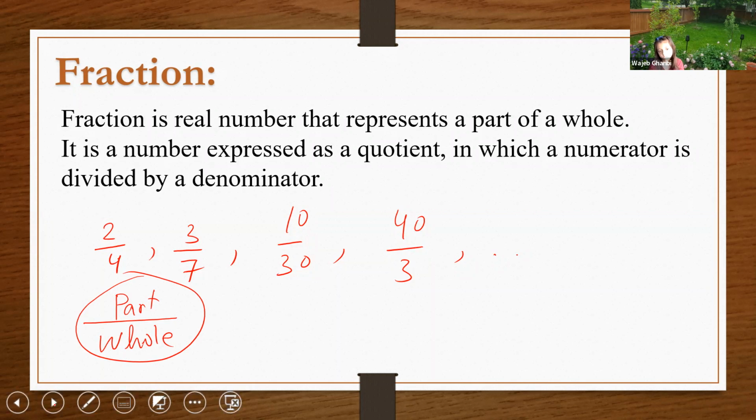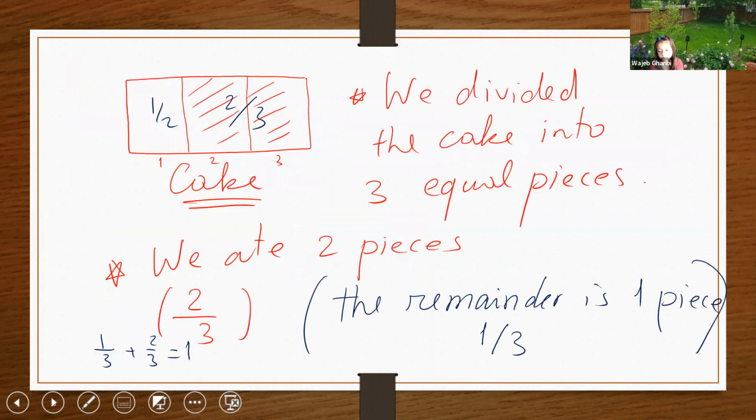Okay. Let us give an example. Suppose we have a cake, and we divided this cake into 3 equal pieces, as you see. We ate 2 pieces, which means we ate 2/3 of this cake. What is the remainder? 1 out of 3, or 1 piece, which is 1 out of 3. What is the total cake? 1/3 plus 2/3 will be 3 over 3, or 1.